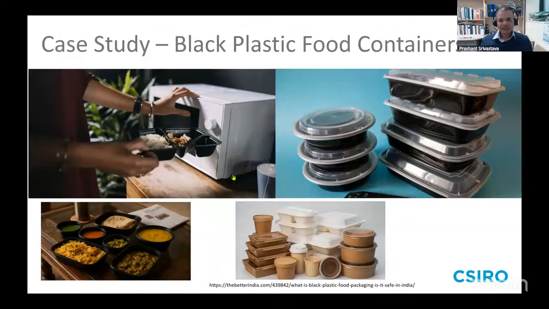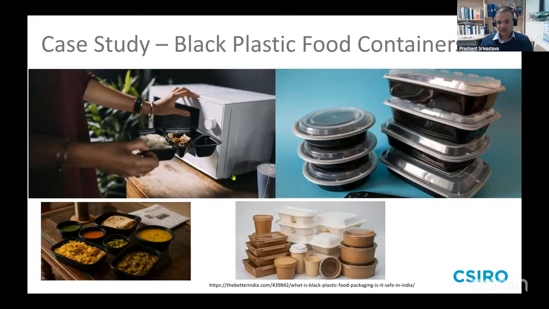Black plastic contains carbon black pigment, which makes it invisible to recycling machines. So it often ends up in landfills or is burned, adding to pollution and climate change. India already produces millions and millions of tons of plastic waste, and black containers just make it worse. So what's the point? Recycling sounds good, but if it's not done carefully, it can harm health and the environment.